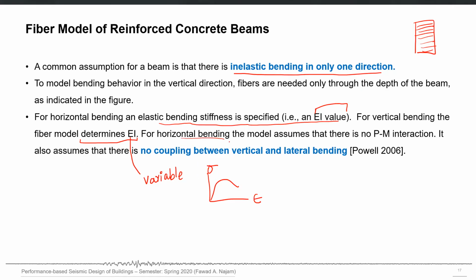For the out of plane bending direction, there will be no PM interaction, but obviously in the primary bending direction in which we have assigned fibers, axial flexural interaction will be captured by fibers. So in the out of plane direction, it is also assumed that there is no coupling between vertical and lateral bending. So they are considered uncoupled, they are considered unrelated. One doesn't affect the other. Vertical bending and lateral bending don't affect each other.